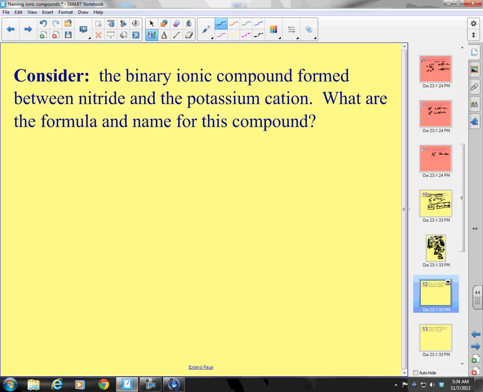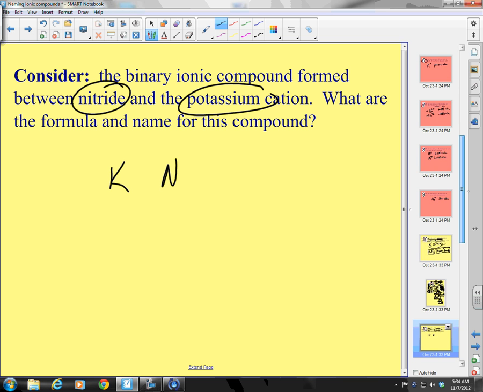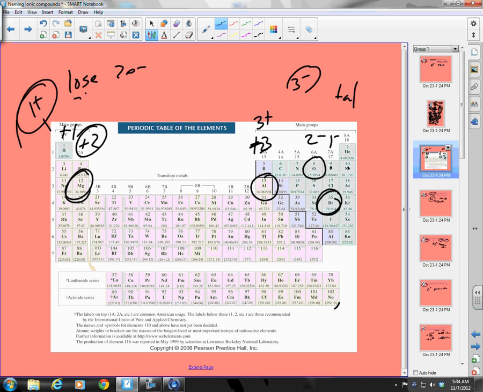Okay, what do I have here? I have nitride and I have potassium. So that means I have K and N. I look at my periodic table. Where is K? Here's my K. It is a what? 1 plus. Where's N? N is what? 1, 2, 3. It's a 3 minus. Good.